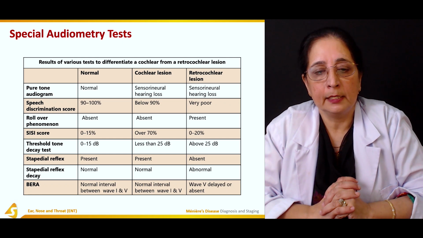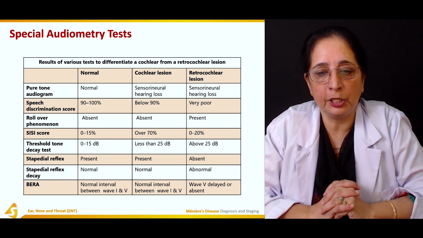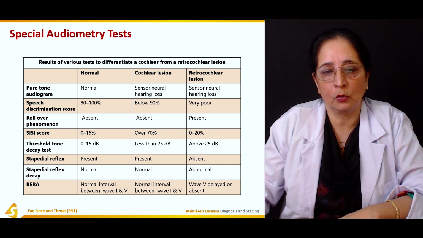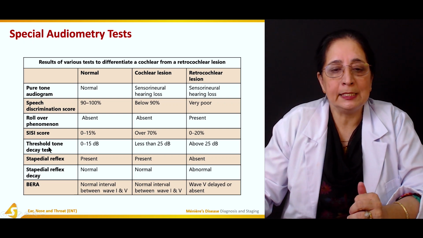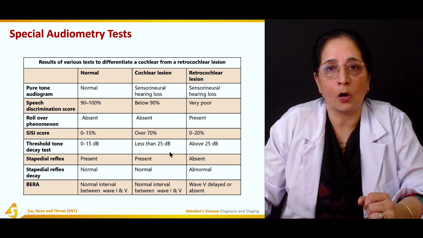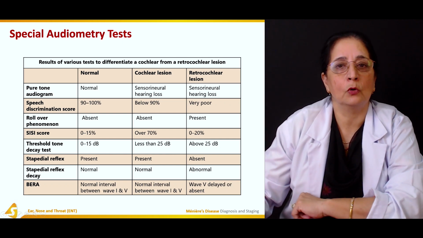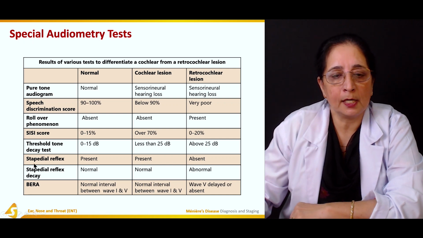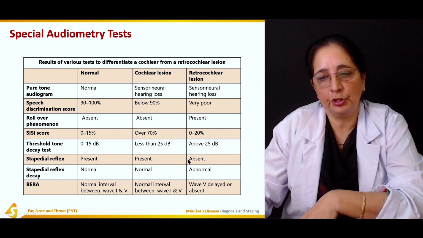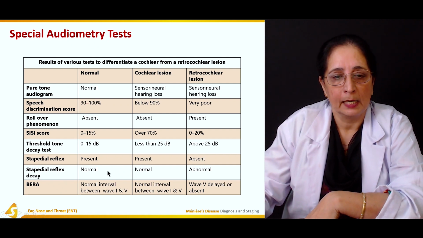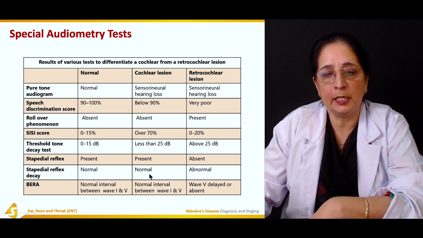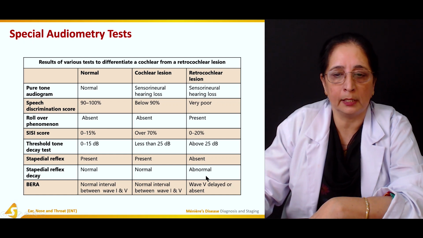SISI score is 0 to 15% in a normal patient, over 70 in a cochlear lesion, and 0 to 20% in a retrocochlear lesion. Threshold tone decay test is 0 to 15 decibels in normal, less than 25 decibels in cochlear, and above 25 in retrocochlear lesion. Stapedial reflex, also known as acoustic reflex, is present in a normal patient, present in a cochlear lesion, and absent in a retrocochlear lesion. Stapedial reflex decay is normal in normal patients, also normal in a cochlear lesion, and abnormal in a retrocochlear lesion.